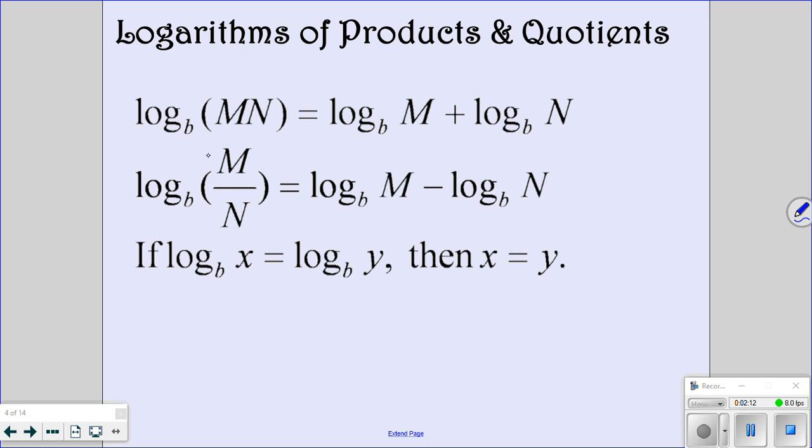If you have log base b of m times n, you can separate it into 2 logs with a plus sign, where you have log base b of m plus log base b of n. If you are dividing, you separate it with a minus sign. And then it says if you have log base b of x equals log base b of y, basically the 2 log base b's cancel out, so x equals y. So those are some of your rules. We're going to cover one more in just a minute.